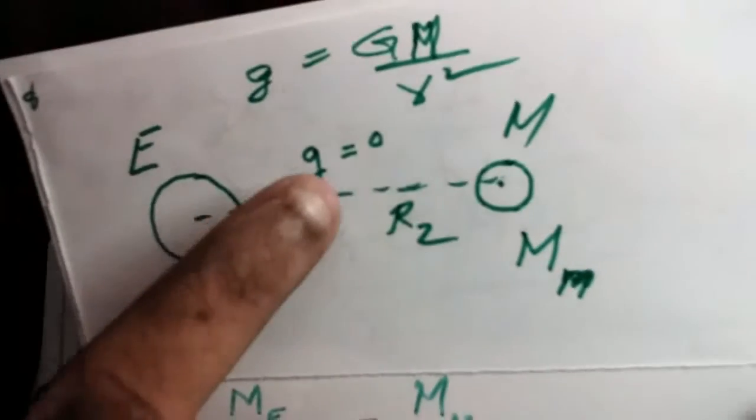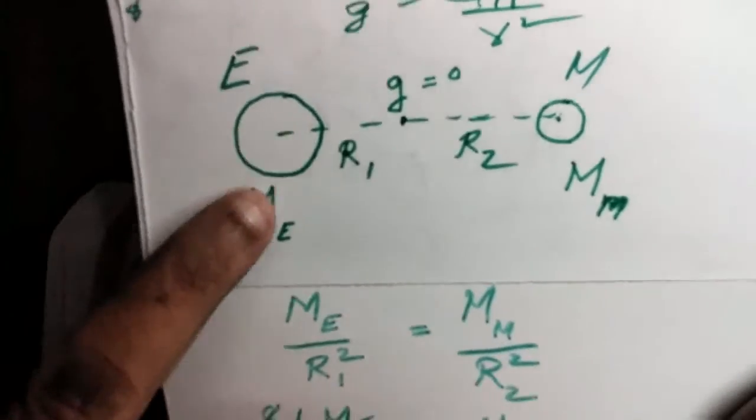That is the question. Intensity of gravitation at g equals 0 means intensity due to Earth is cancelled by intensity of the Moon, or the two intensities are equal and opposite. So you can equate the two intensities and get the results.